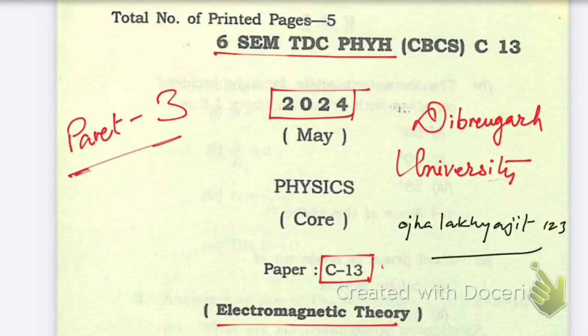Hello friends, this is part 3 of solved paper Electromagnetic Theory, paper C-13 of 6th semester 2024 Dibrugarh University.